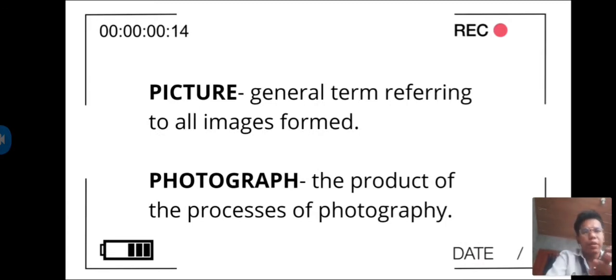Ano nga ba pinagkaiba ng picture and photograph? Picture, this is general term referring to all images form. Meaning, ito yung mga naka-store sa cellphones, sa cameras, sa memory card, ganun. However, photograph, this is the product of the processes of photography wherein the output had already gone the process of photography. This is somehow called as the parang yung kinalabasan, parang ganun.